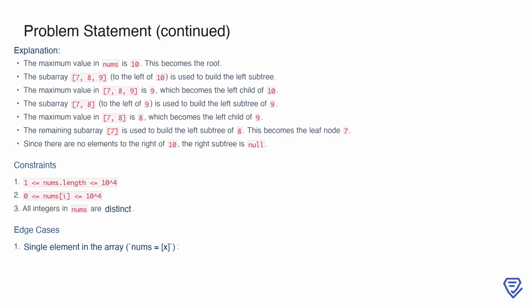Now let's examine a third example with the array nums equals 7, 8, 9, 10. In this case, 10 is the maximum value, so it becomes the root of the tree. The elements to the left of 10, 7, 8, 9 are used to build the left subtree. In this subarray, 9 is the maximum, so it becomes the left child of 10. The elements to the left of 9, 7, 8 are used to build its left subtree. Here, 8 is the maximum, so it becomes the left child of 9. Finally, the remaining element, 7, becomes the left child of 8. As there are no elements to the right of 10, the right subtree is null. This produces another left-skewed tree.